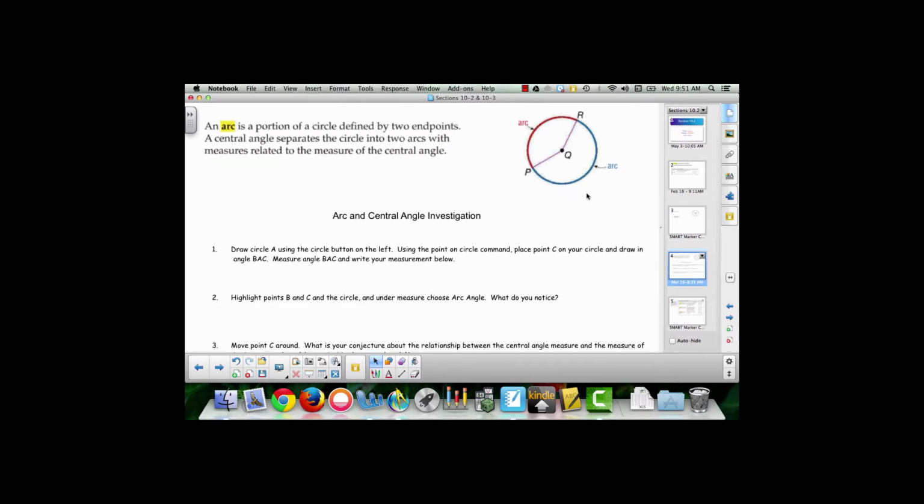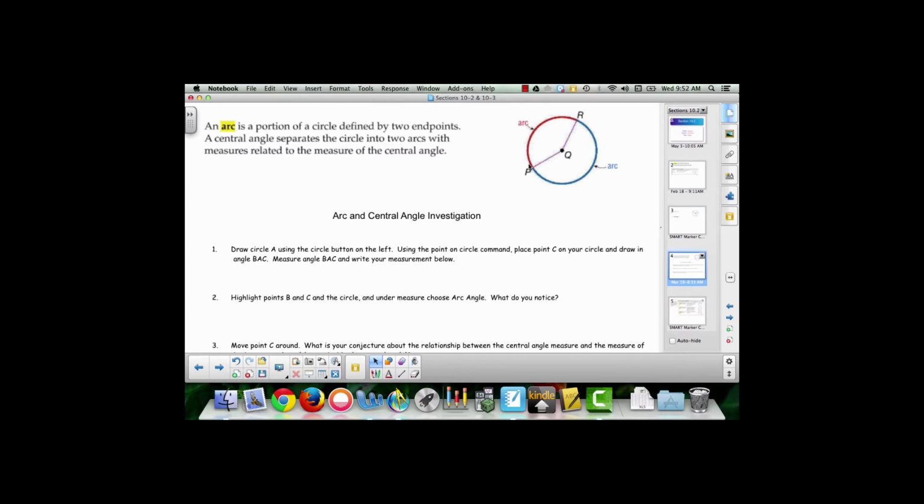An arc is a piece of the circle that's made by 2 points that are on the circle. RP is an arc. We can also call that PR. And this is also another arc. We'll talk about the different types of arcs in a minute. But I want you to look at the relationship between a central angle and what's called its inscribed arc, or the arc inside the angle. So for central angle RQP, this red arc is the inscribed arc.